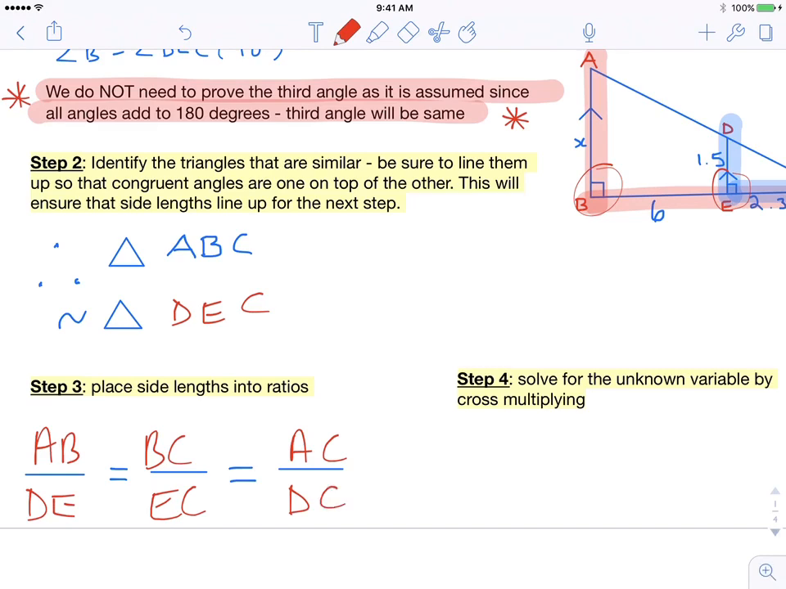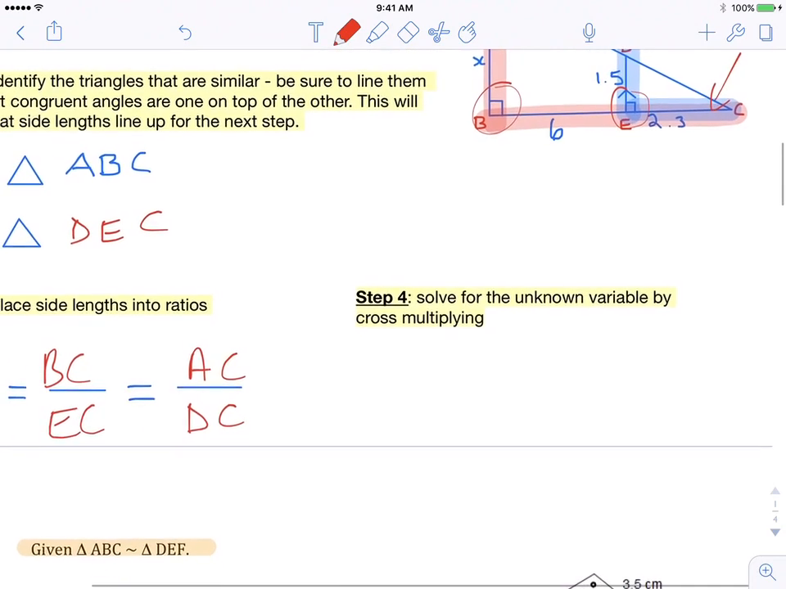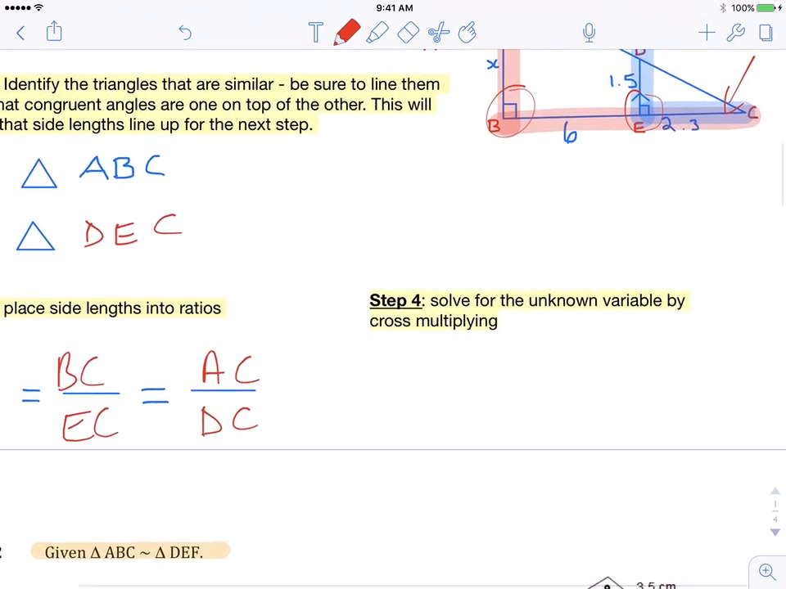And now we have AC DC. That was somewhat not planned.